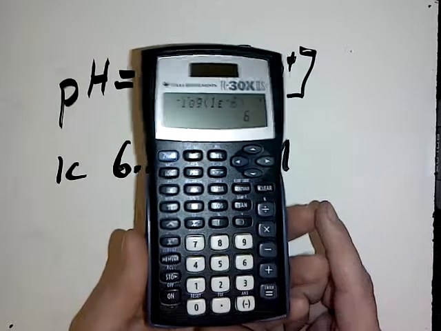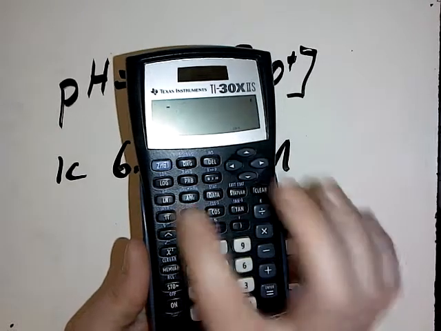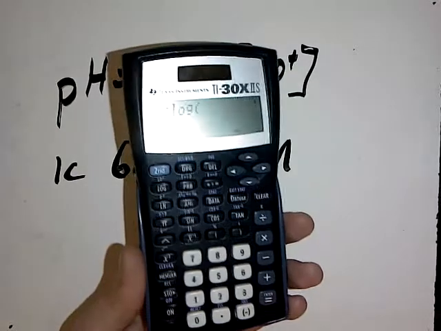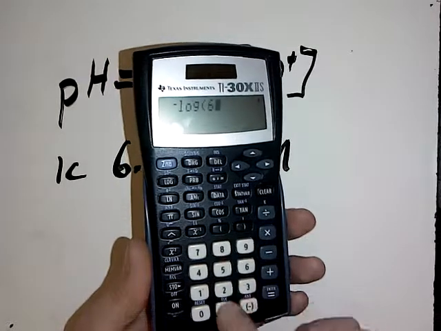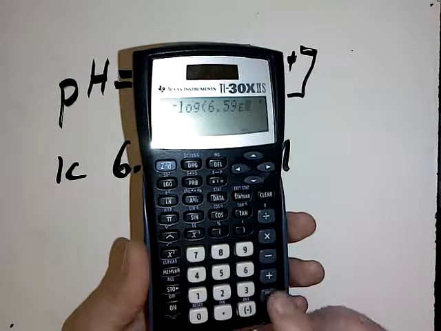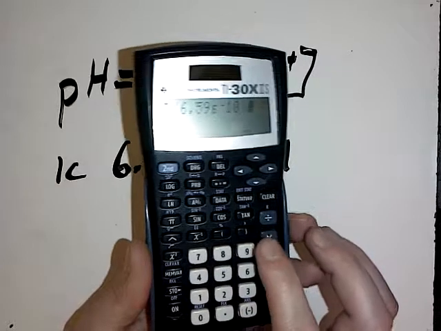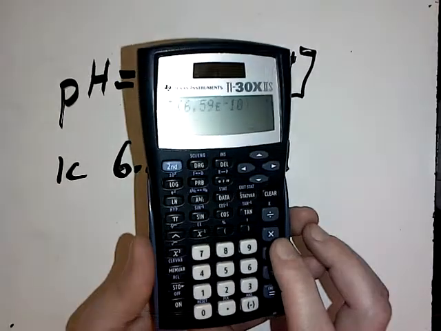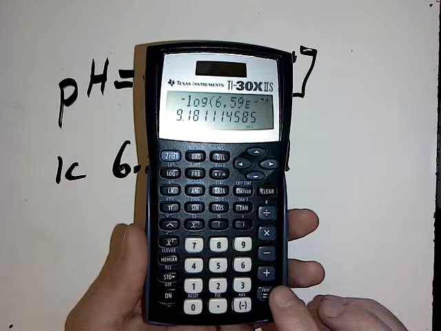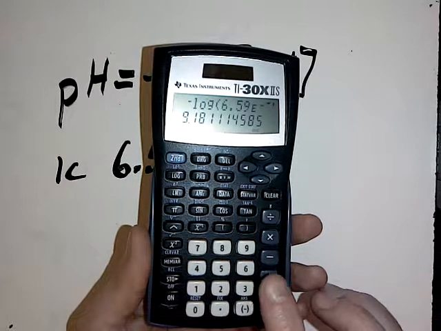Let's see if we can find it. There we go. Okay, I'm going to clear. I'm going to hit negative log, and it's 6.59 times 10 to the negative 10. So I'll type in 6.59 EE negative 10. Close my parentheses. Hit enter. And it says my pH is 9.18 and a whole bunch of other digits. So I'm going to call it 9.18.